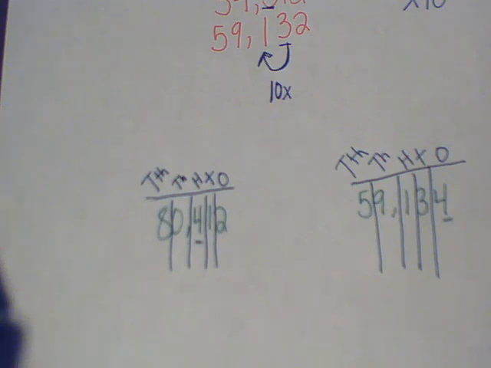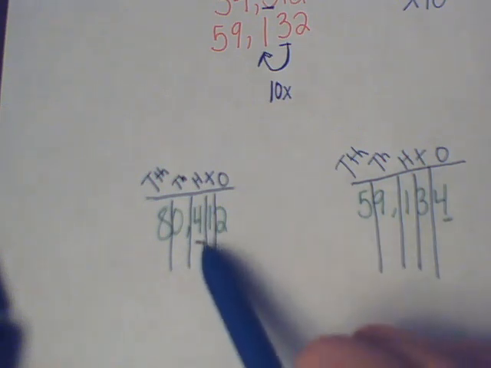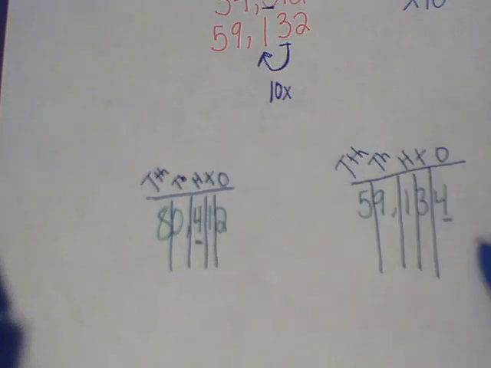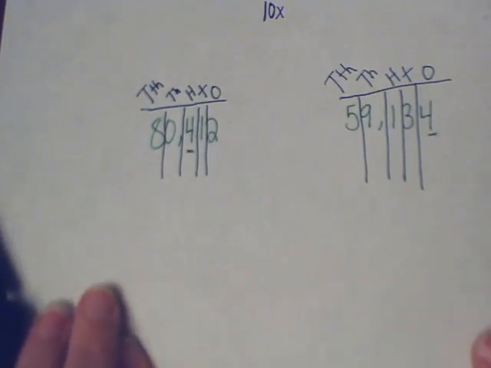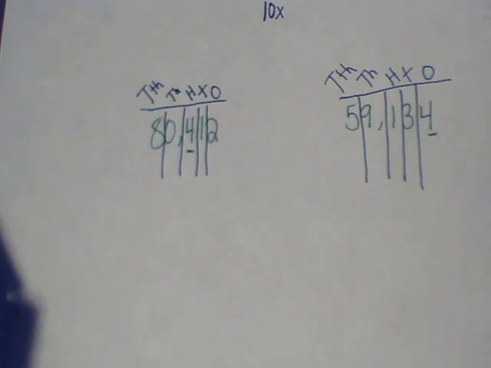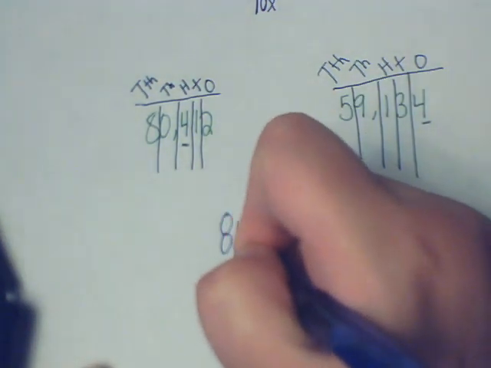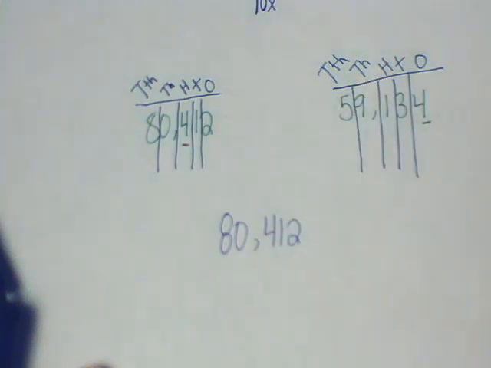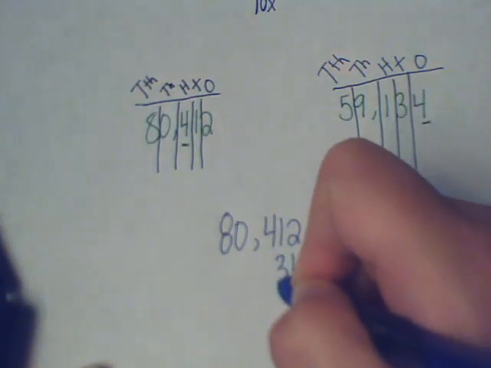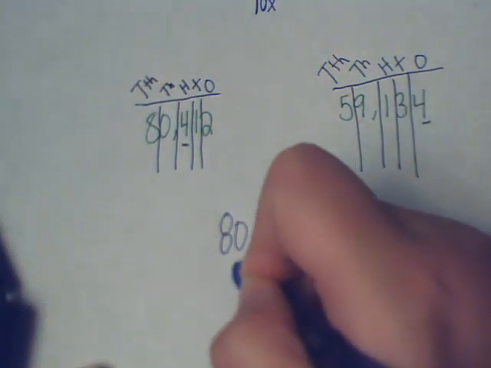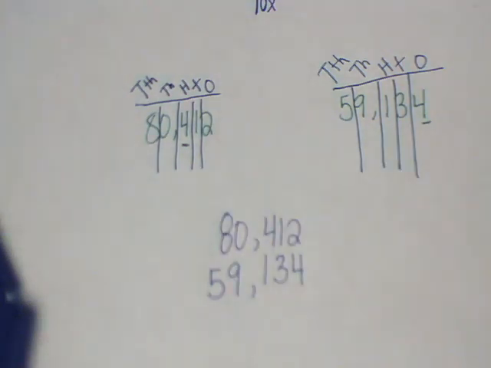Okay? So I want to know how much greater this 4 is in the hundreds place than this 4 in the ones place. Well, remember what I said up here? We have to line our numbers up. So I am going to rewrite these numbers. 80,412. Then I'm going to line this up. 4, 3, 1, 9, and 5. And remember, I'm comparing the values of the 4.